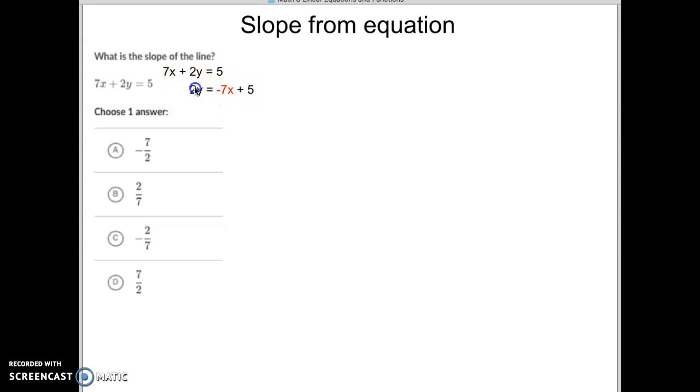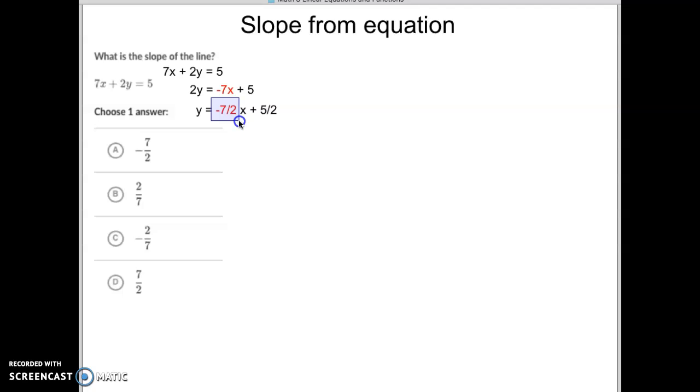Then, how can I get rid of the 2 that's being multiplied by the y? What's the opposite of multiply? Hopefully you said divide. So we will divide everything in this equation by 2. When we do that, here's what we've got. You'll notice I divided the 5 by the 2, and I divided the negative 7 by the 2.